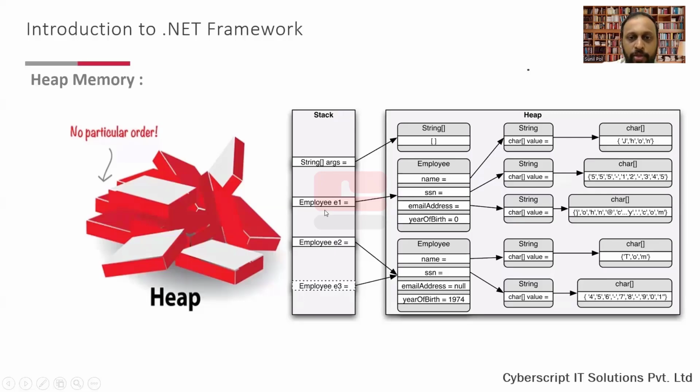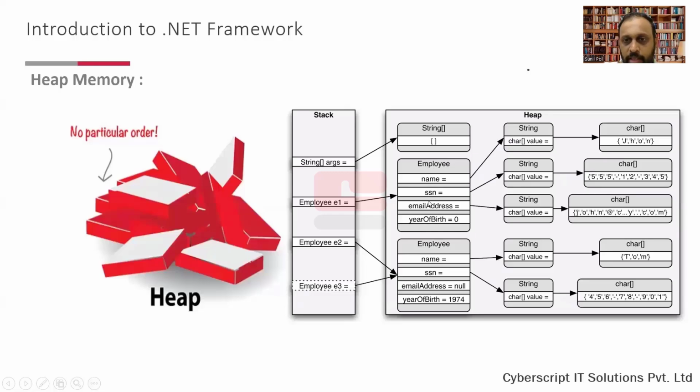All the value type variables would be stored on the stack memory and all the reference type variables would be stored on the heap memory. So these are the reference variables which are storing the exact memory address where the object was created on the heap. Here the employee object contains 4 attributes: name, SSN, email address and year of birth.